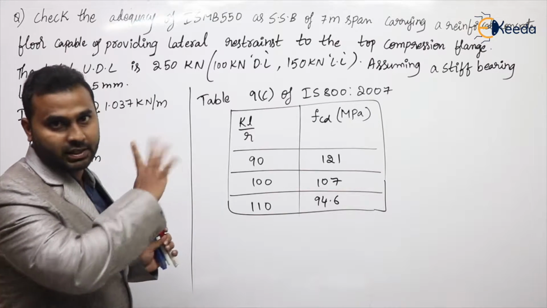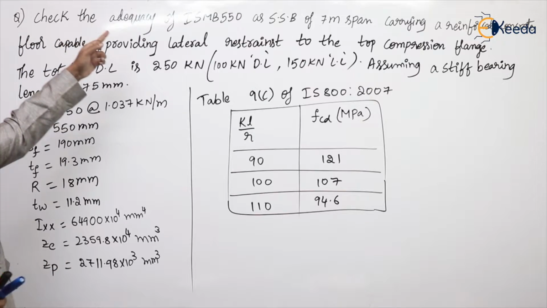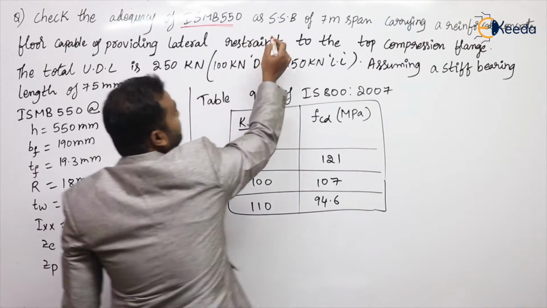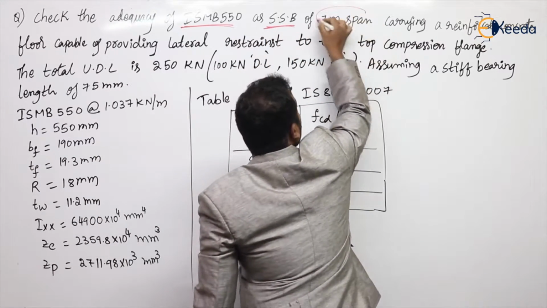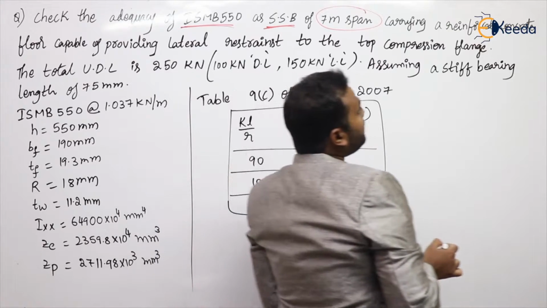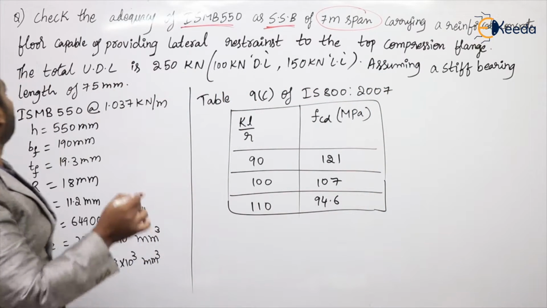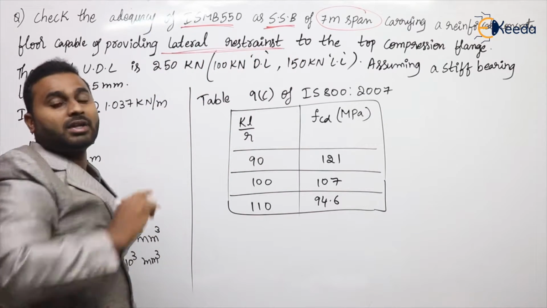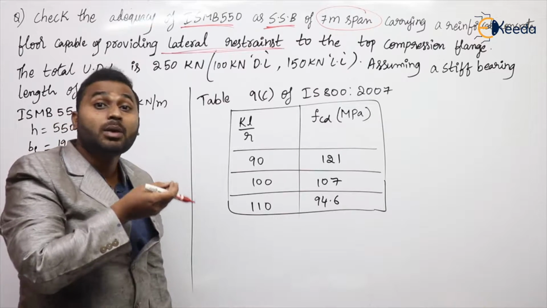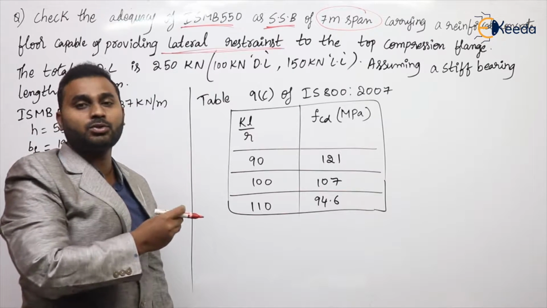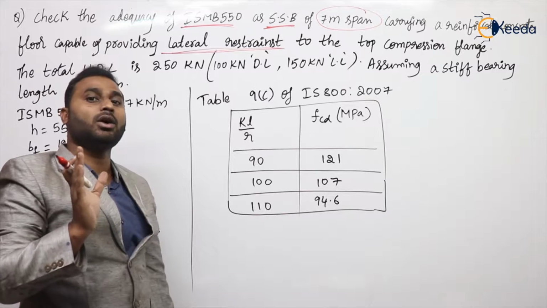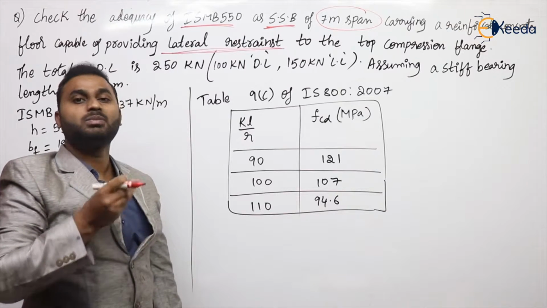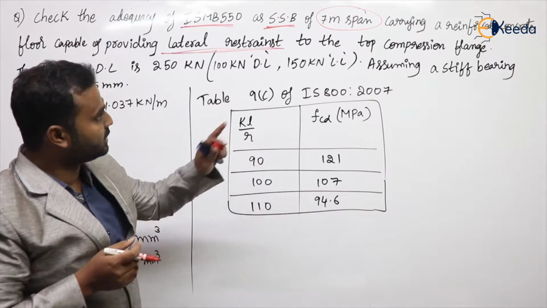First read the question. Check the adequacy of ISMB 550 as an SSB, meaning a simply supported beam, of span how much? 7 meter, clear, carrying a reinforced concrete floor capable of providing lateral restraint. It means this particular beam mentioned in this question is a laterally supported beam. Recollect the concepts, formulas and provisions related to laterally supported beams that we have discussed.